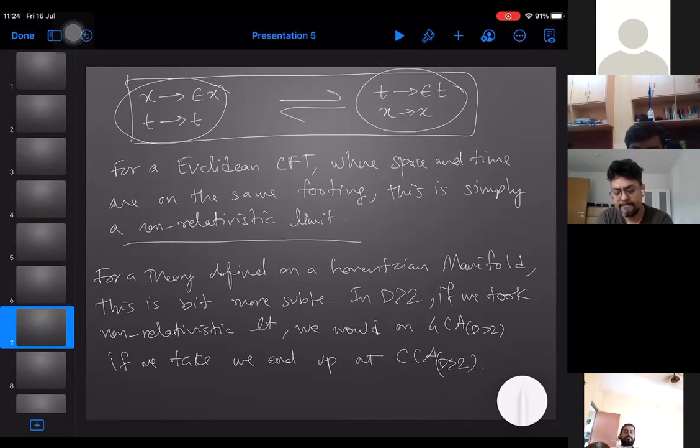I didn't understand the first statement. If you have a Euclidean manifold, what is the meaning of a non-relativistic limit? No, I'm just saying that you don't have any time direction, right? Everything is spatial. Oh, you're saying on Euclidean it is non-relativistic to begin with. Yes, it is just some limit in that. Okay.